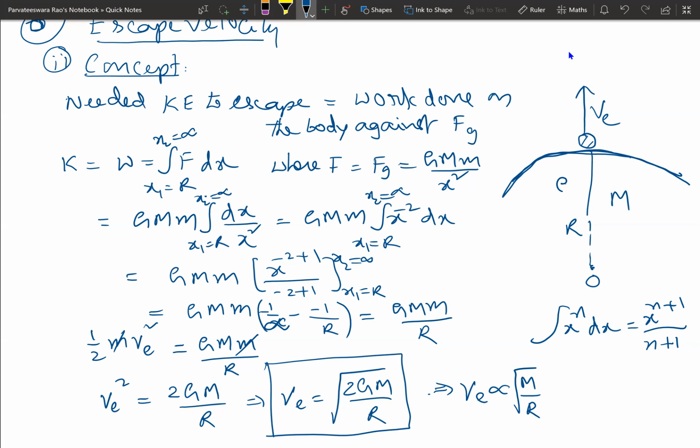Escape velocity of a body is independent of its mass. That is, it will be the same for both an ant and an elephant.